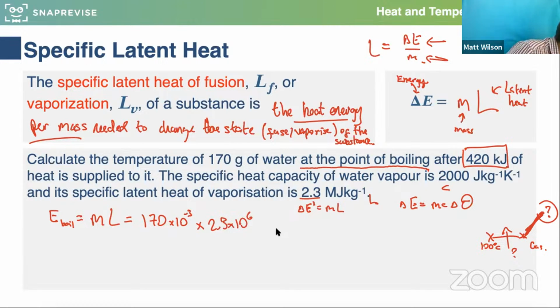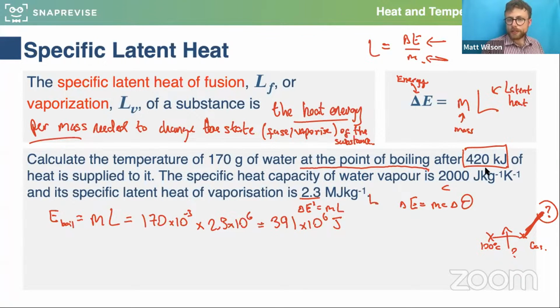Okay, so if you chuck that into a calculator, you should get 391 times 10 to the power 3 joules.